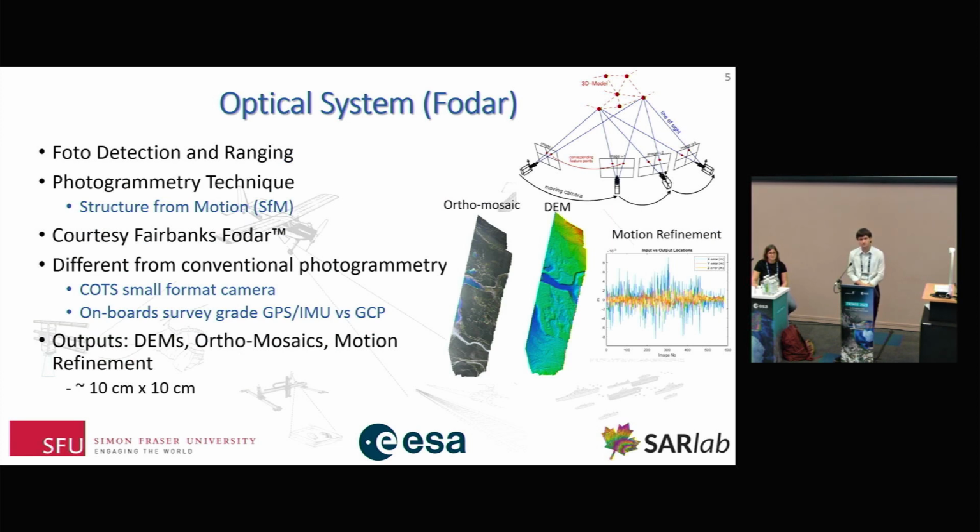The FODAR system, which is the optical system, FODAR stands for Photo Detection and Ranging. This is a system that was developed by Fairbanks FODAR, and we use structure from motion photogrammetry to generate DEMs, orthomosaics, so like aerial photography all stitched together, and we've also been experimenting using this for motion refinement for our SAR focusing. This differs from conventional photogrammetry equipment in that we use an off-the-shelf DSLR camera coupled with our survey-grade IMU GPS system that's already integrated into the radar. So we're not using ground control points, we're just using our knowledge of the aircraft's position and orientation to do the processing for this.